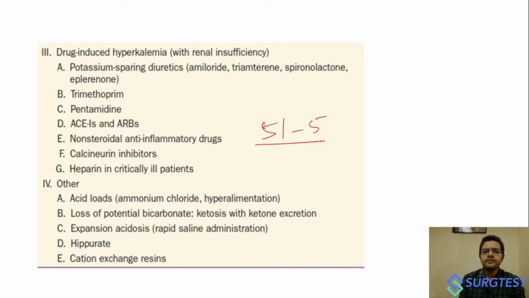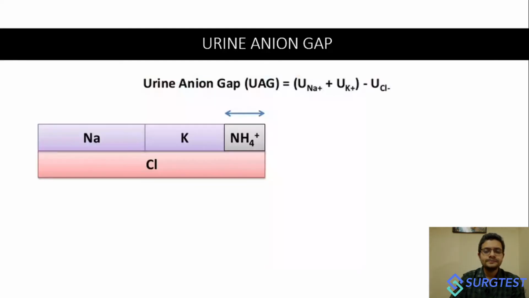Okay. A couple of important points that I want you to note here are trimethoprim and pentamidine. These interfere with creatinine secretion in the kidney and can lead to increased serum creatinine levels. So please remember that MCQ point also.